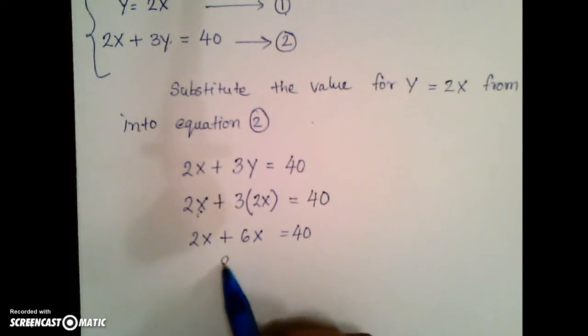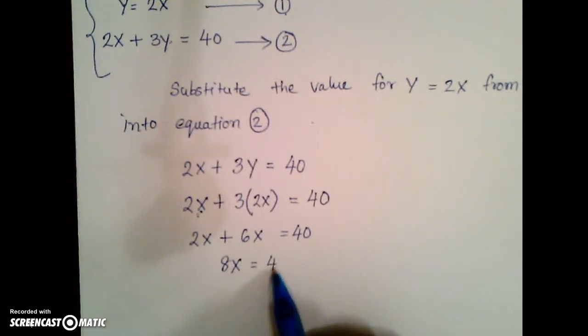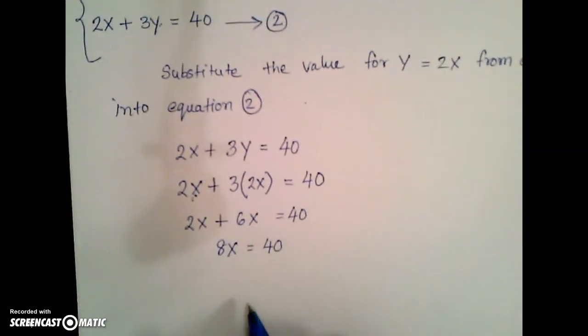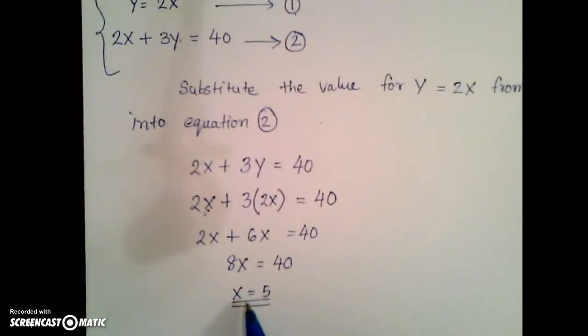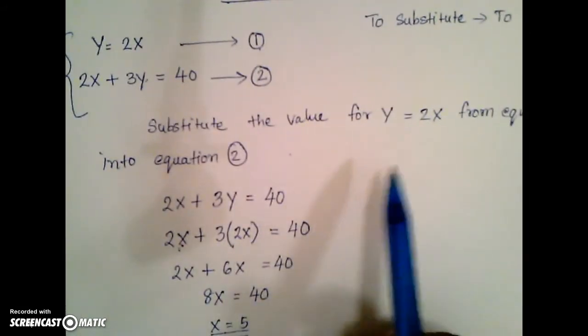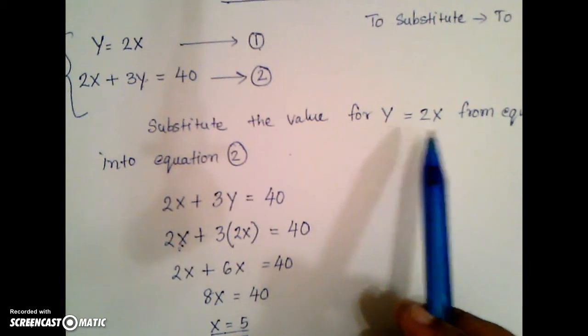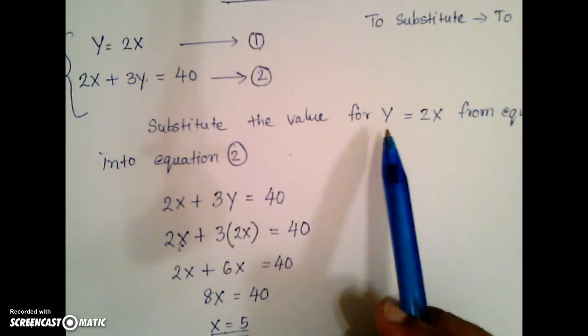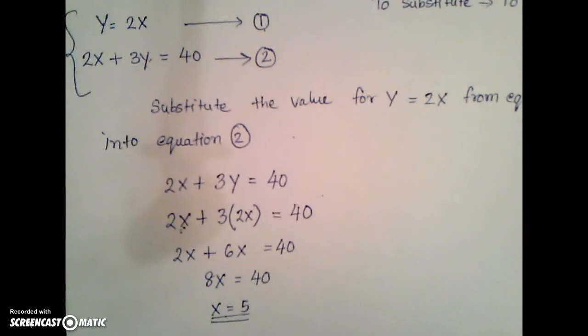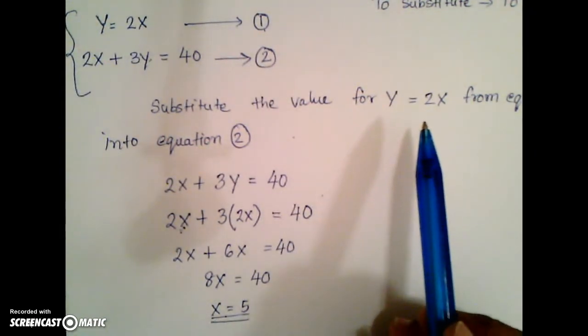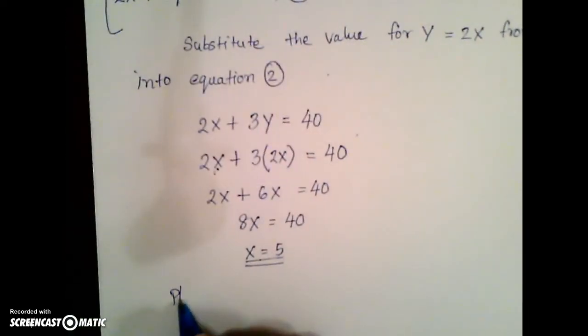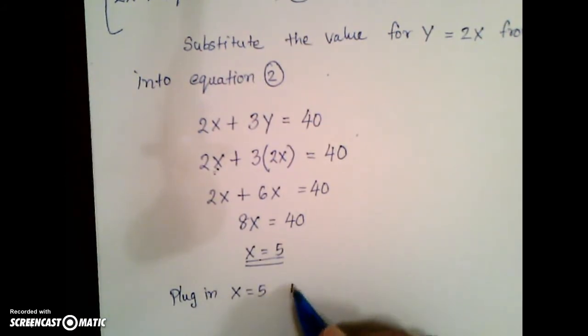So now it is 8x is equal to 40. I can figure out what x is. X is 5. So I know the value for x. Now I have to figure out what y is. We know that y is 2x. So 2 times x. So x is 5. So I'm going to just plug in x equal to 5 in equation 1.